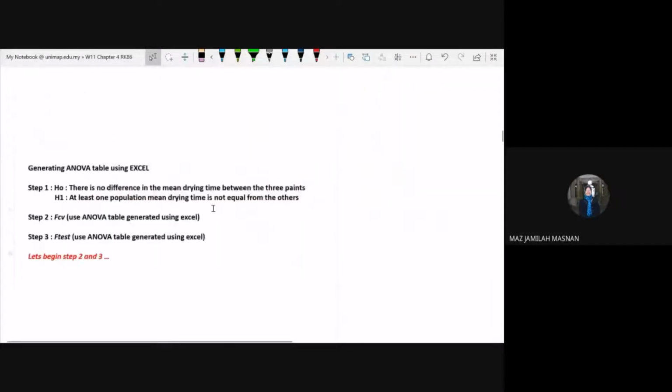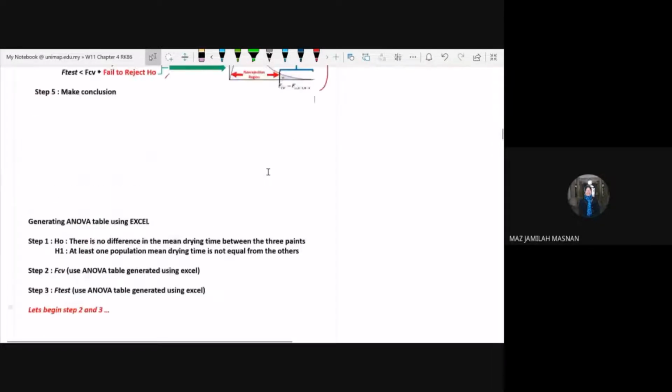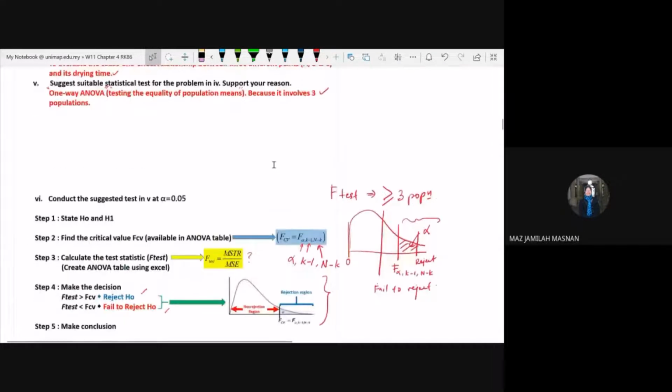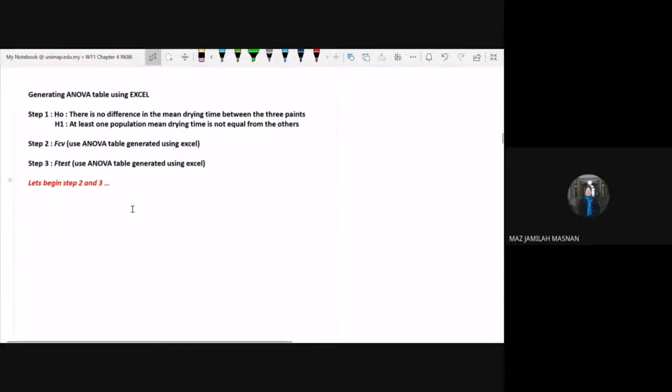Now how can we make it simpler if we are using Excel? So what would be our step 1? What would be our statement of hypothesis? Since we are talking about the drying time, our null statement will be that there is no difference in the mean drying time between the three paints. And the alternative would be that at least one population mean drying time is not equal to the others. And for step number 2 and step number 3, we are going to generate using Excel.